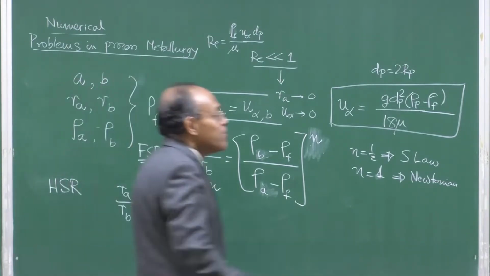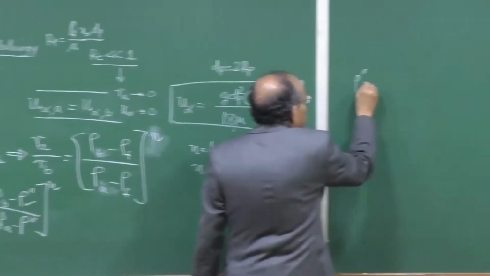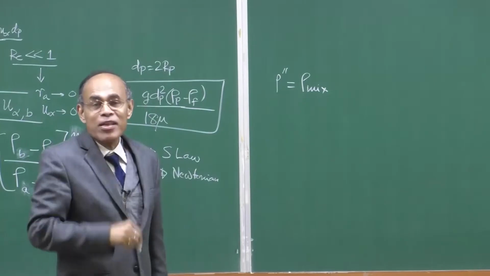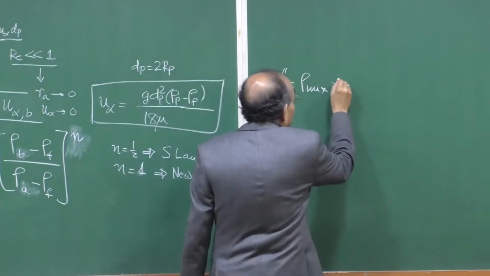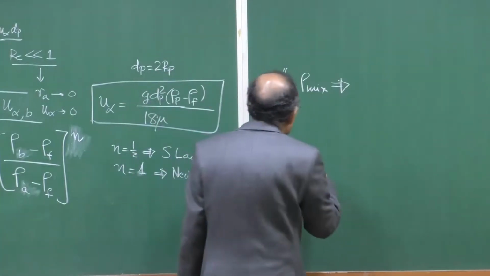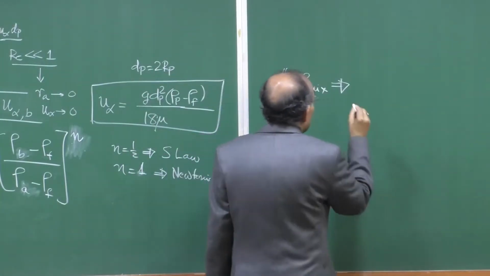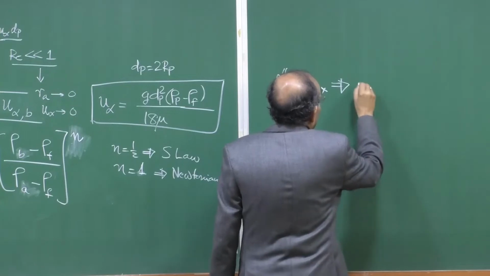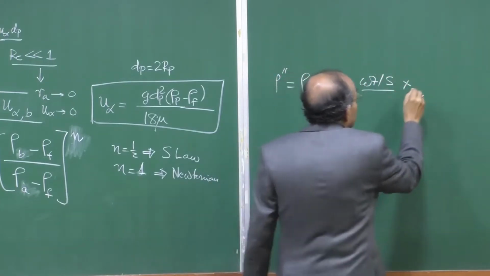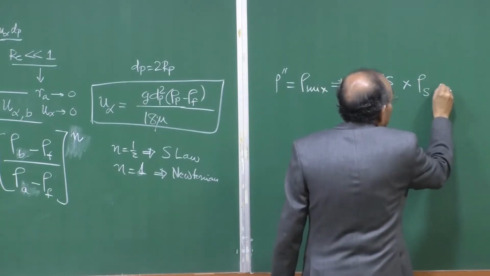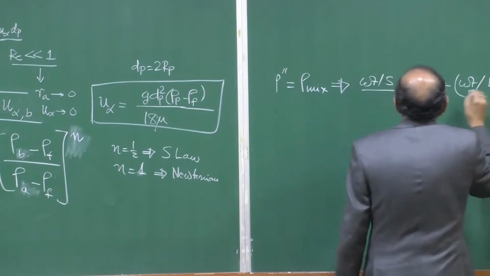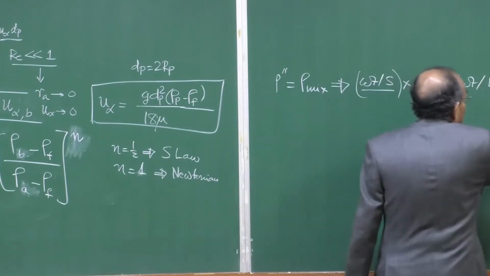So, rho double prime is basically a quantity which is rho mix, the solid-liquid mixture density. And this is to be calculated, you remember, always from the continuum approximation, as we do conventionally. So, we say that it is weight percent solid multiplied by rho solid plus weight percent liquid multiplied by rho liquid.